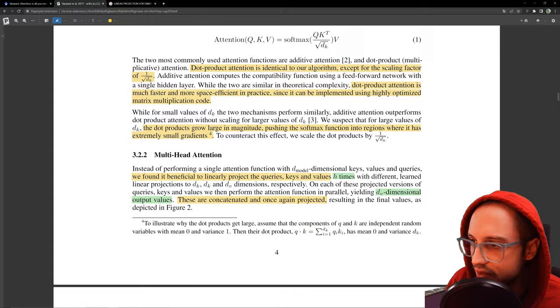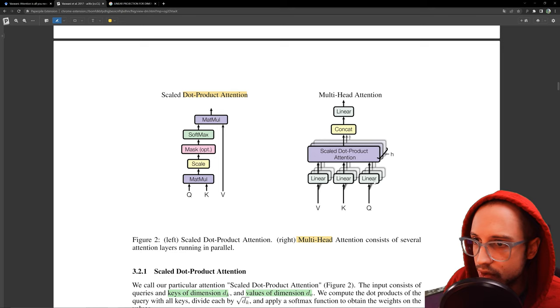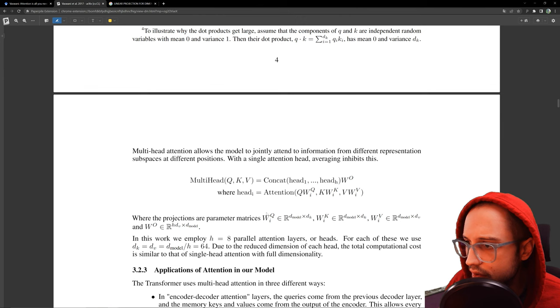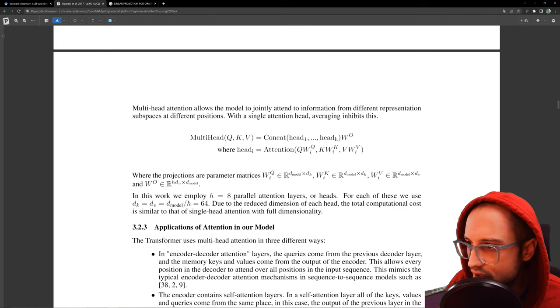Okay, so basically they keep taking all these intermediate points here, and then just projecting it back down to reduce the dimensionality. I kind of wish we had the size. Okay, so actually they do give us the size here. So H is 8. So that is the size here.